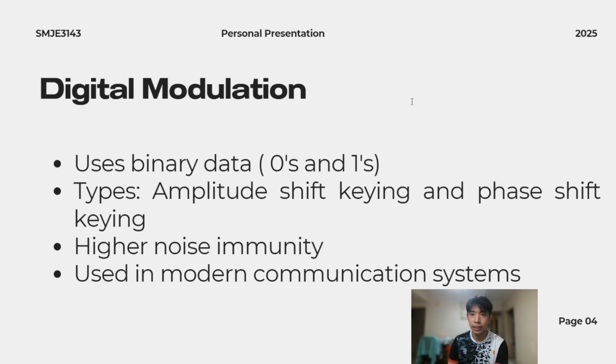Now, phase shift keying, on the other hand, PSK, represents data by changing the phase of the carrier signal. Because the phase is less affected by noise, PSK is more reliable, which makes it suitable for applications such as Wi-Fi, Bluetooth, and satellite communication systems.